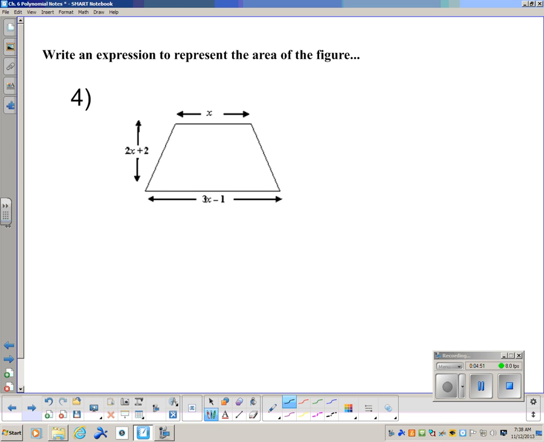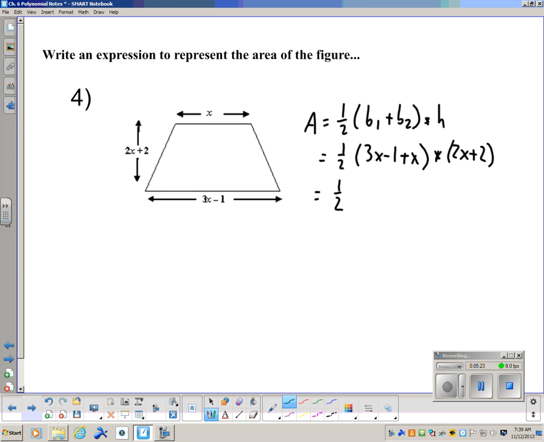To find the area of a trapezoid there, we do 1/2, take the sum of the bases there, and then multiply that by the height. So basically you add your two bases together, divide by 2, and multiply by your height. So let's go ahead and take our two bases here, so 3x minus 1, and we're supposed to add x, and then times our height, which is 2x plus 2.